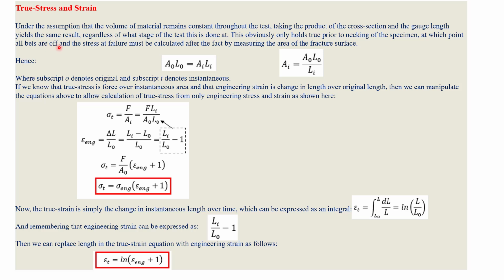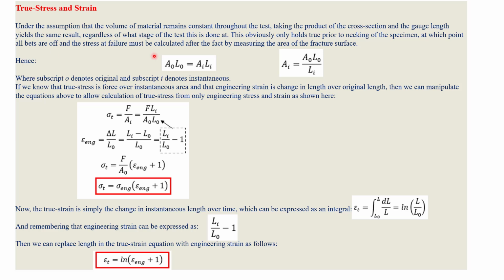And then the belts are off, and then stress at the failure must be calculated after the fact by measuring the area of the cross section at the fracture surface. Okay. So once it fractures there, we need to calculate the area of that particular region, and then we need to calculate the stress at that region, because we are taking the initial area, right? So at this region we should take this area and calculate the stress. Obviously it is higher, right?